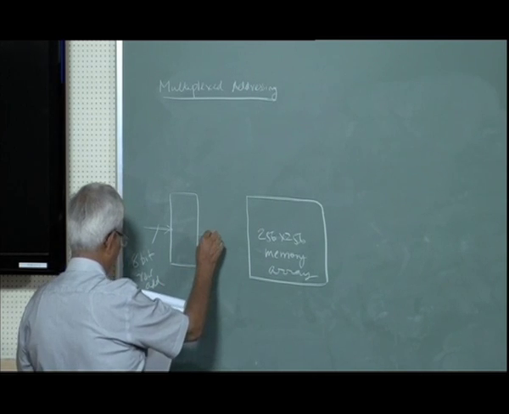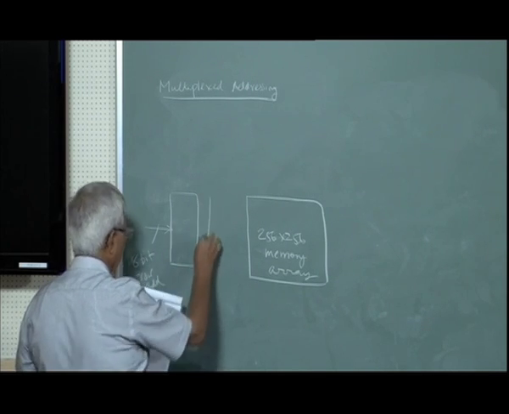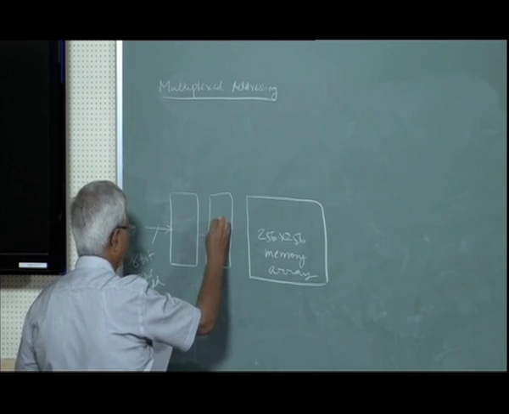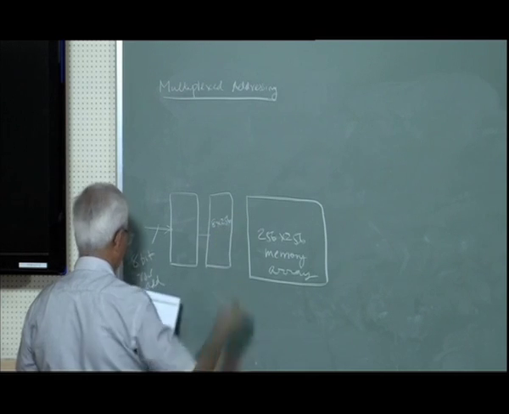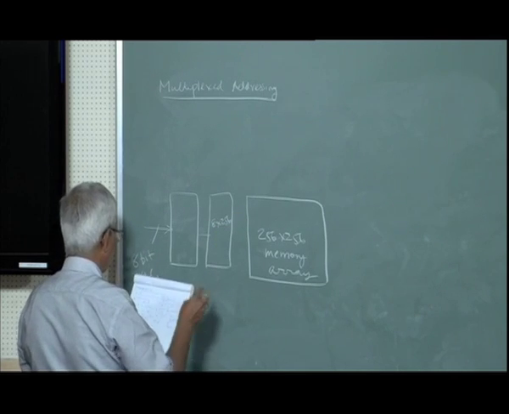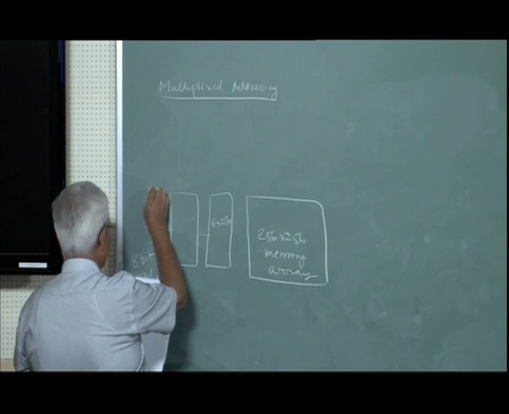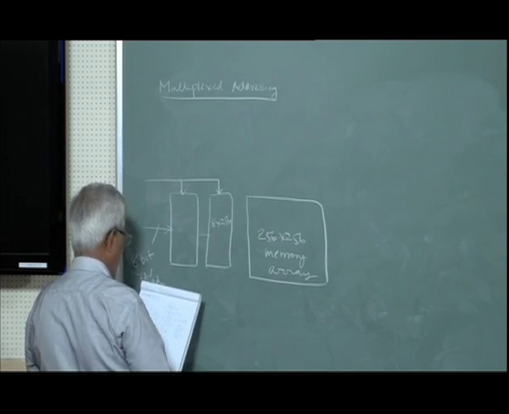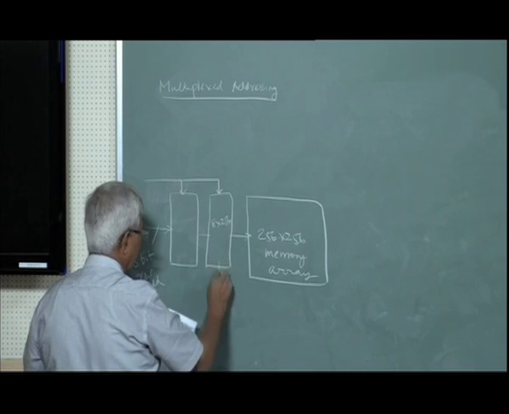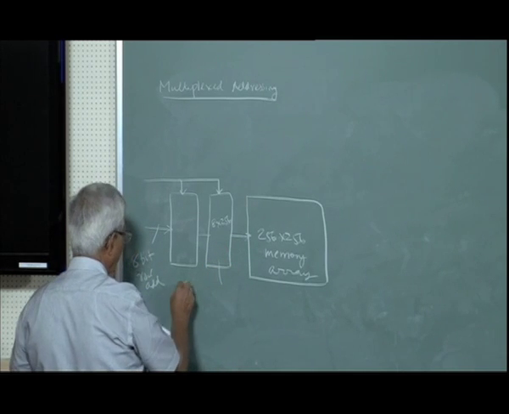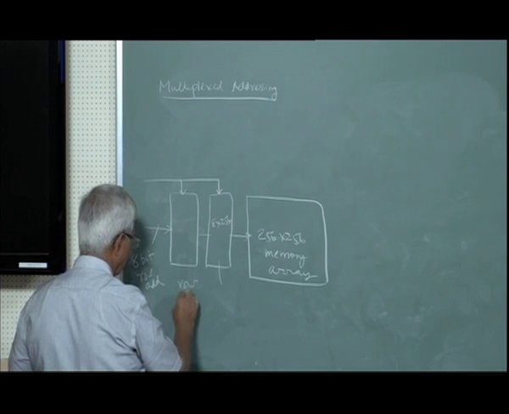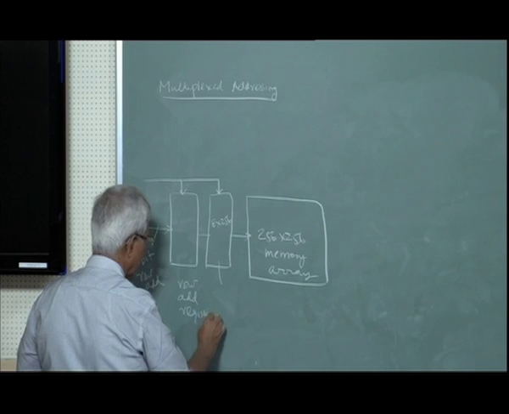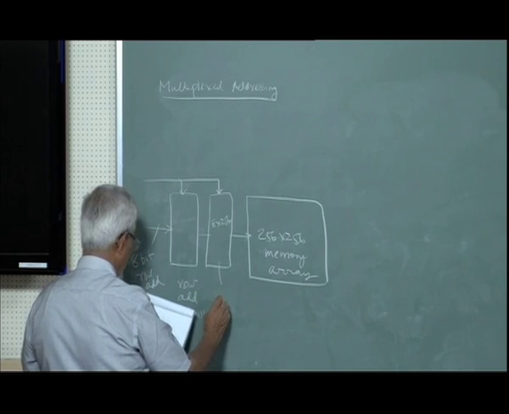and decode it, 8 into 256, and we will locate this decoder. This is the row address register, this is the decoder.